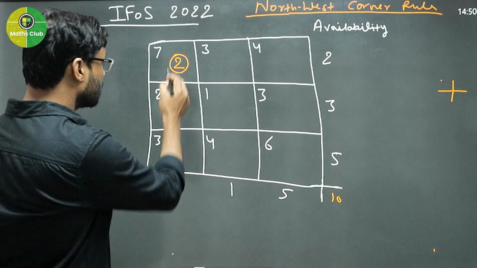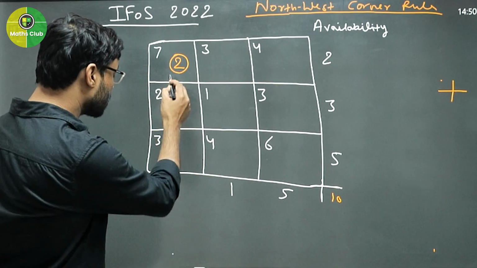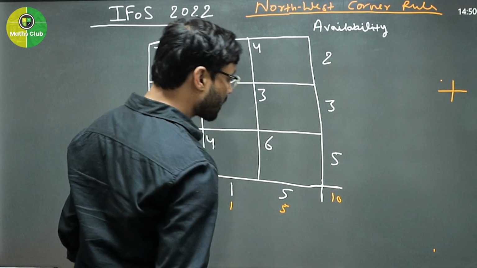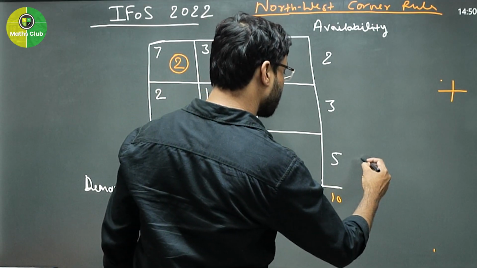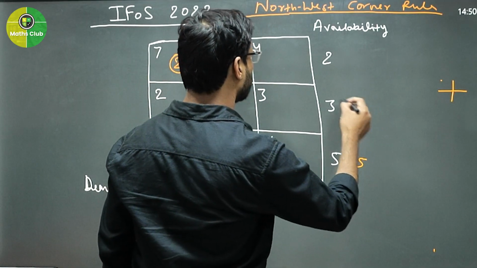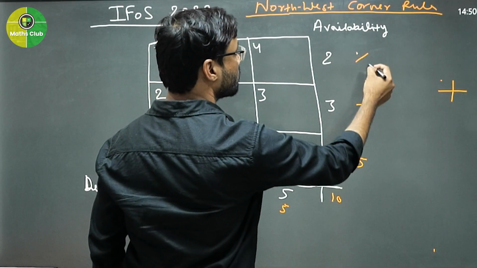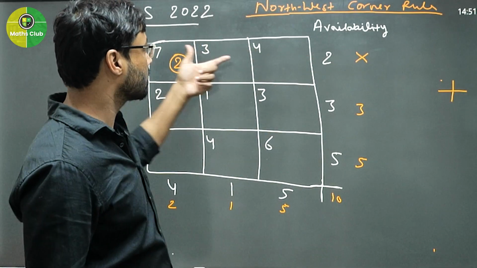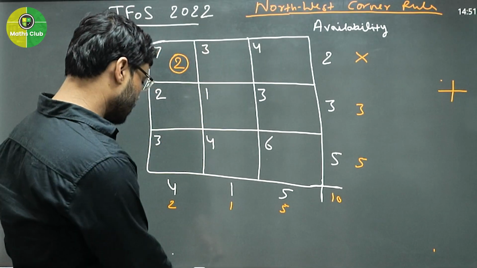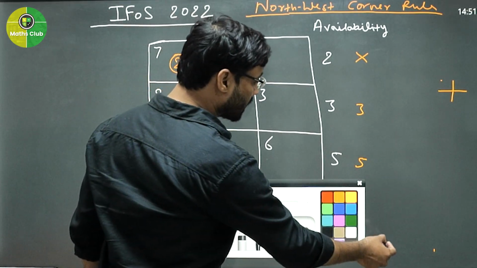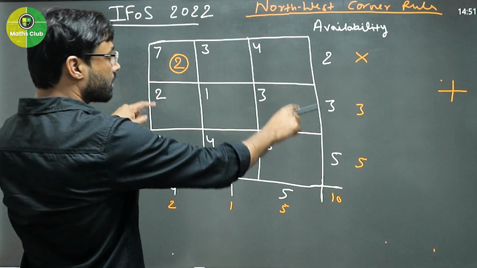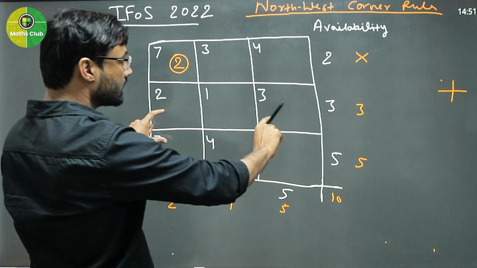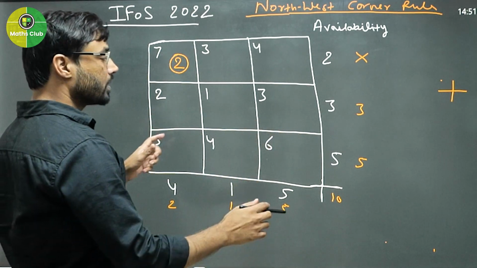After updating, the remaining demand is 2, then 1, 5, and 3. The 2 has been allocated, so this row is cancelled out and finished. Now again pick from the remaining matrix, only these 6 cells, by the northwest corner rule.